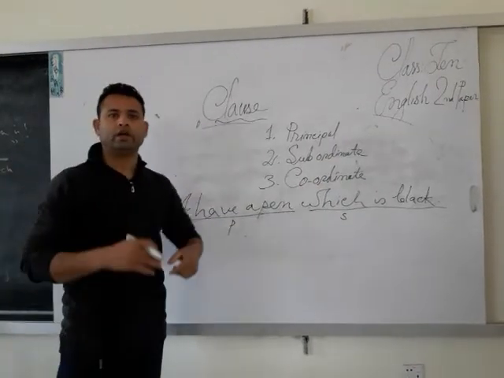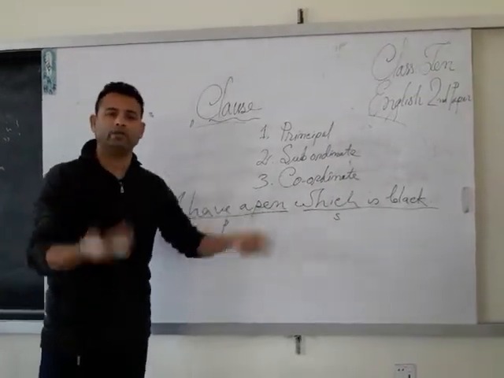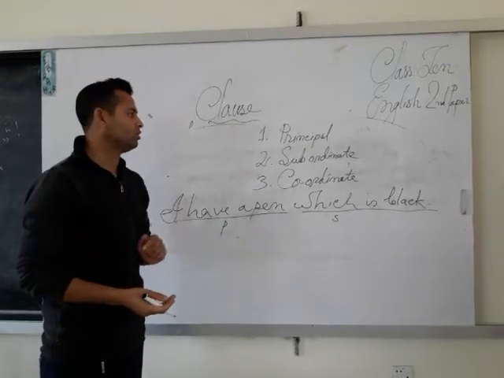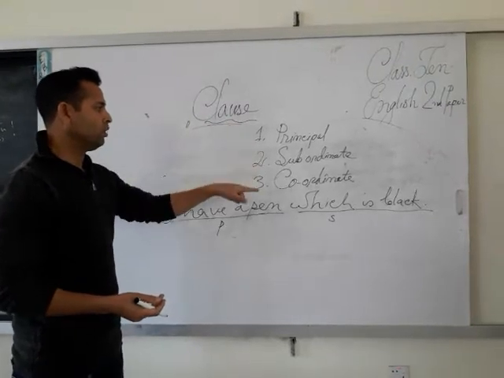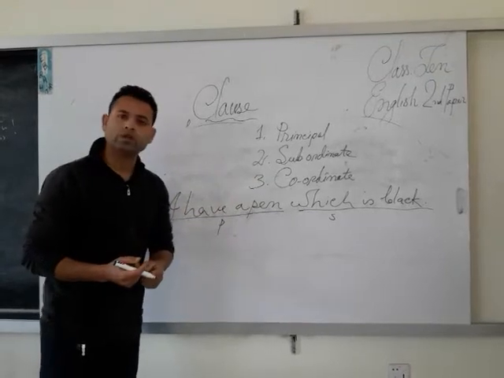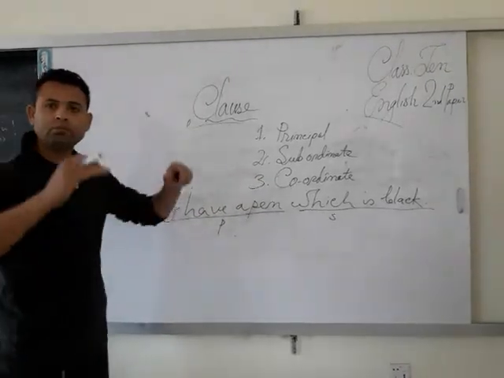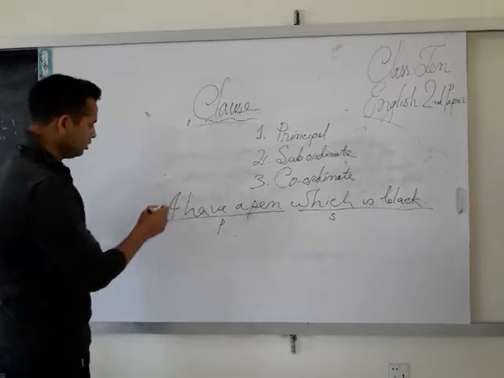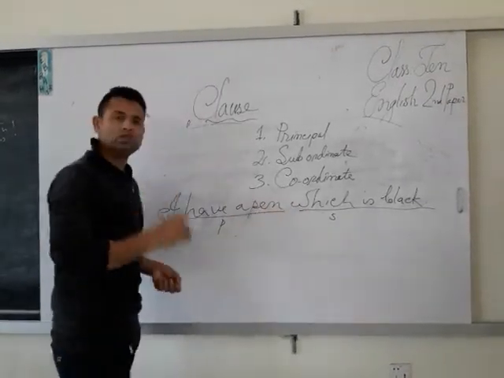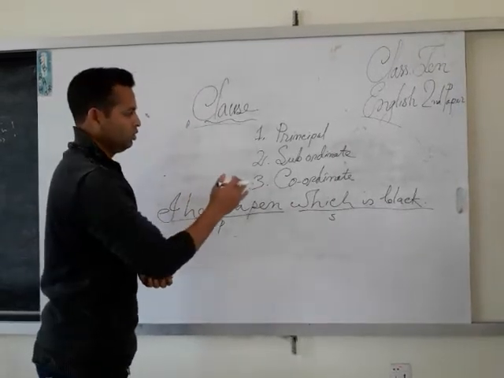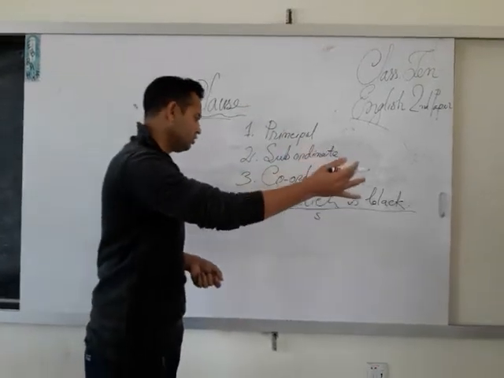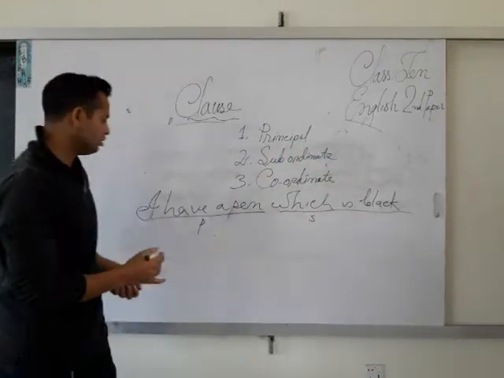How can we recognize? How can we identify the differences of clauses? Which one is principal clause and which one is subordinate clause? And which one is coordinate clause? They have some different characteristics. The first one, "I have a pen," is the principal clause. "Which is black" is the subordinate clause.